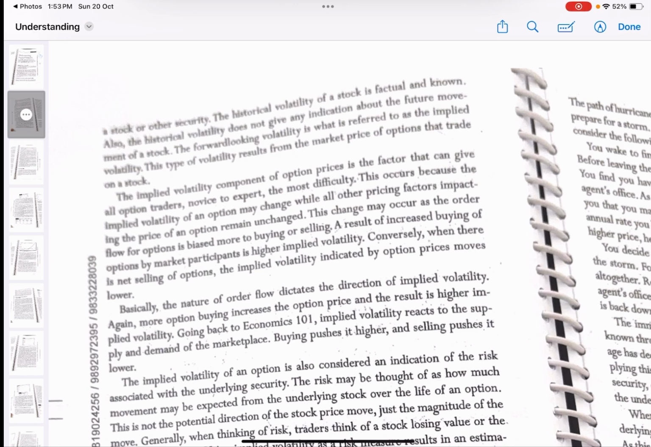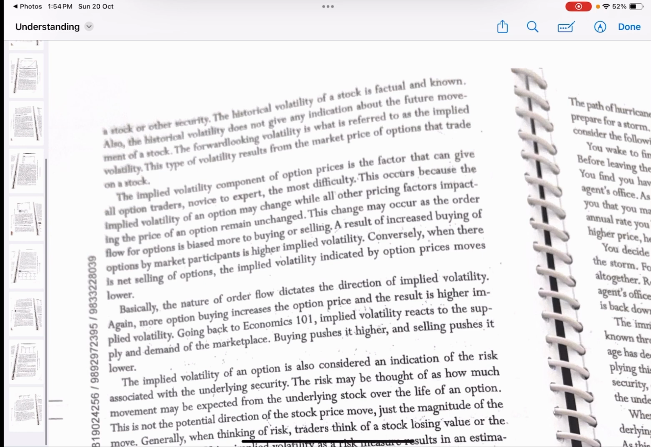The forward-looking volatility is what is referred to as implied volatility. So the main thing we are going to study in this topic is not the historical volatility but the future volatility, also known as implied volatility. This type of volatility results from the market price of options that trade on a stock. So market price is what we are going to see.